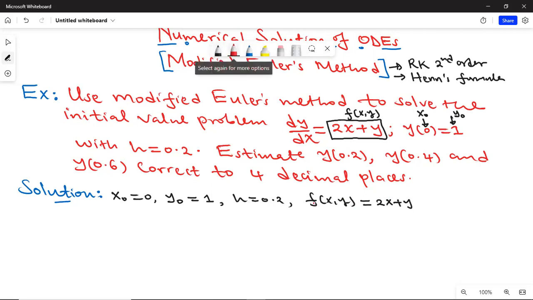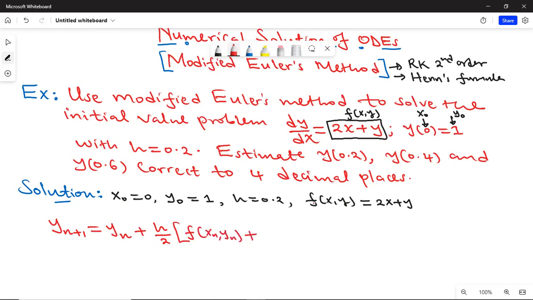So the iterative formula for the modified Euler's method is that y n plus 1 equals y n plus h over 2 times f of x n, y n plus f of x n plus 1, y n plus 1 star. The star is there because it is different from the y n plus 1 that we have on the left-hand side. Star there means we have to predict the value and then we use it later on.